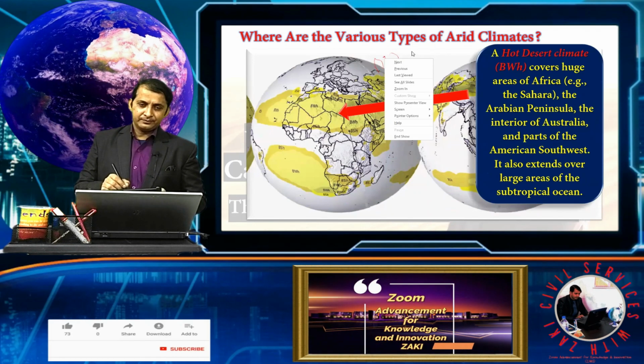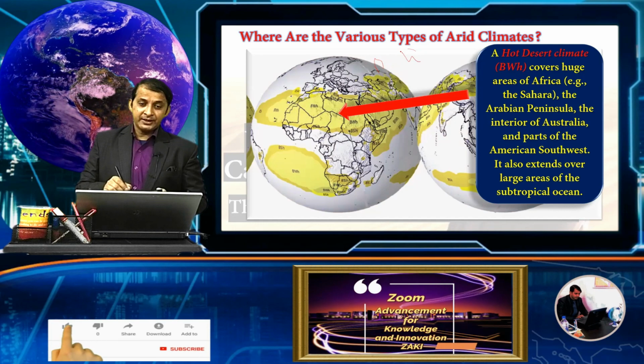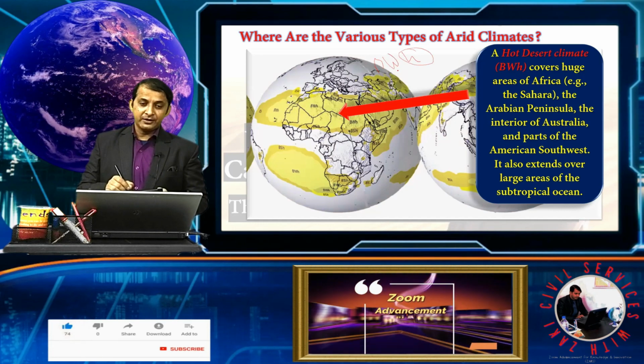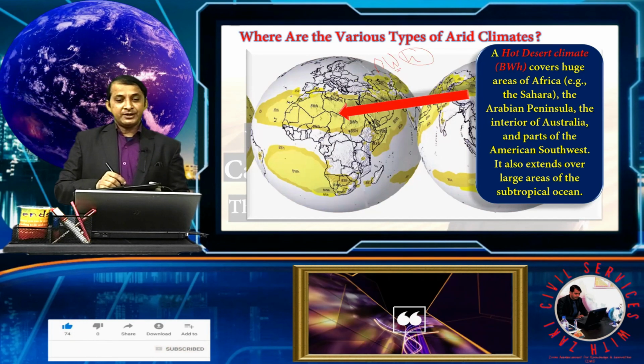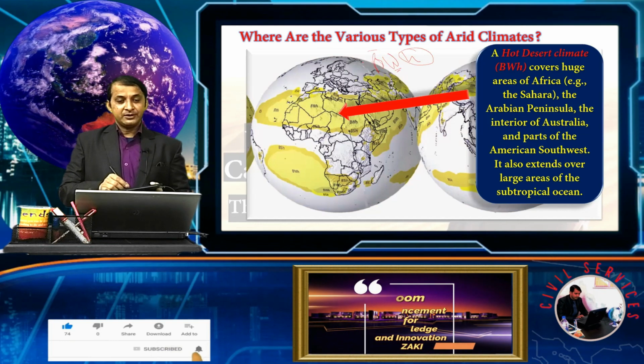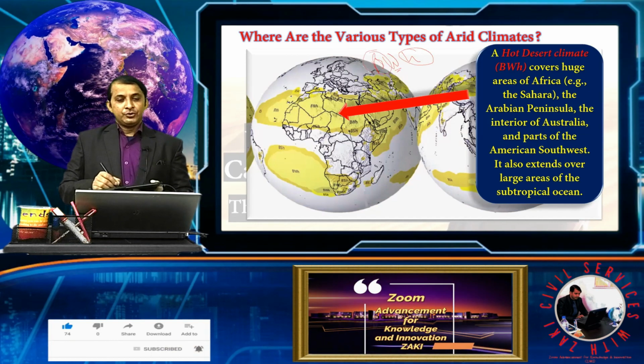BWH. H means hot, capital W means desert, and B means arid climate.